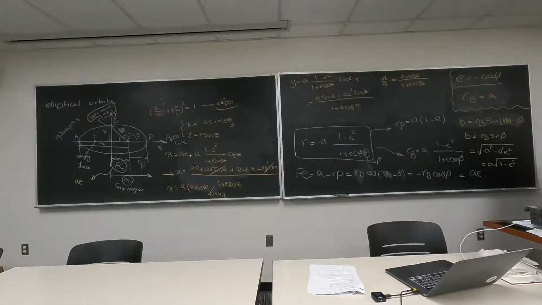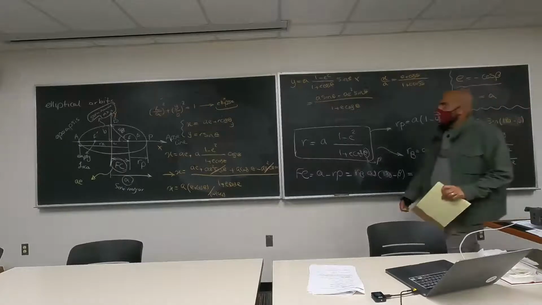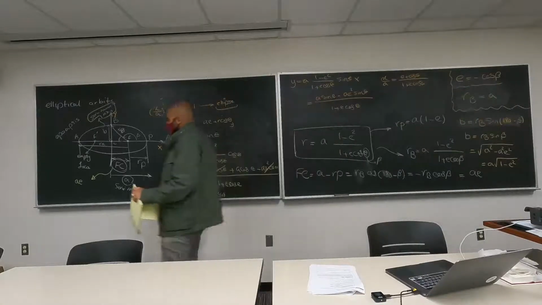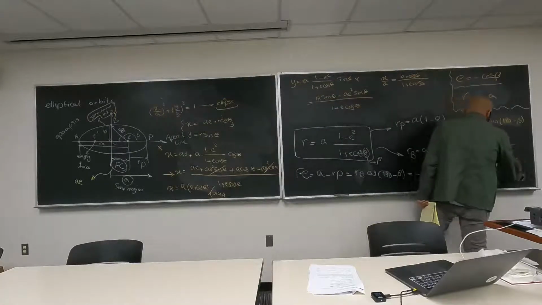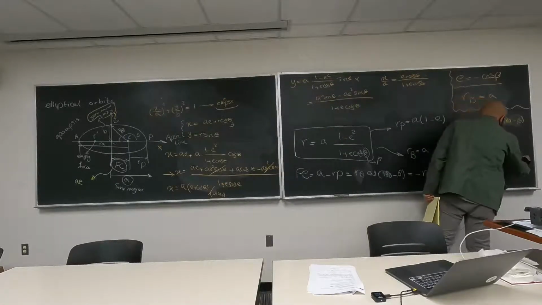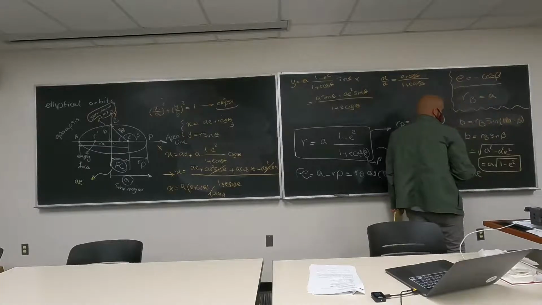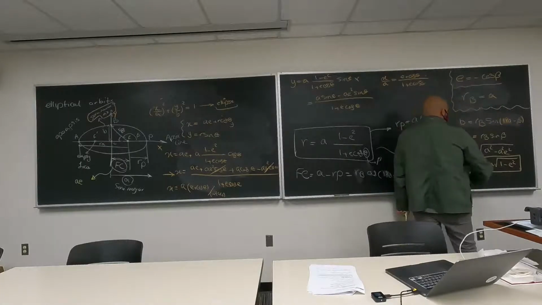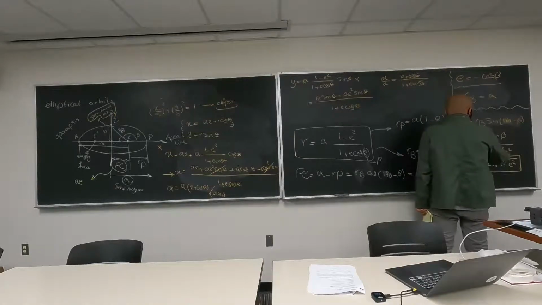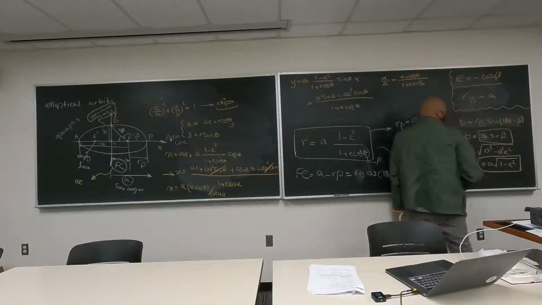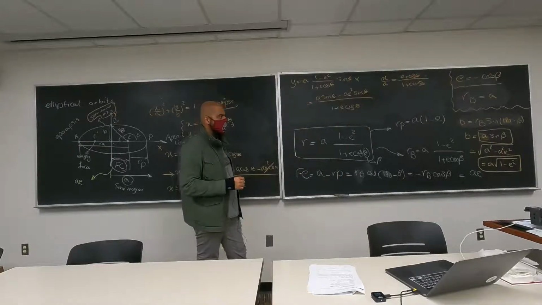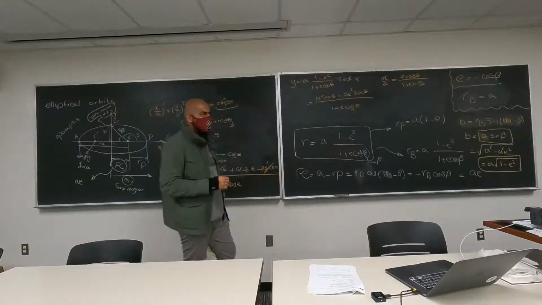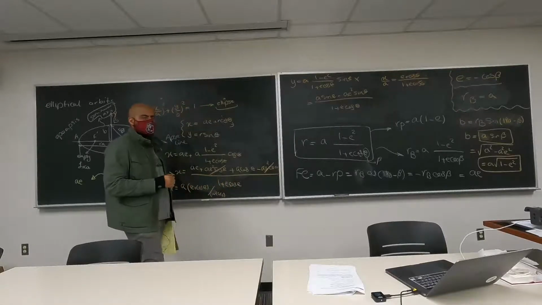Let's see. Do we want to take another route? Aha. Let's actually talk about this. This is interesting to me. What would be the difference between using this formulation for b and this one, right? r b is equal to a, right? What would be the difference there?